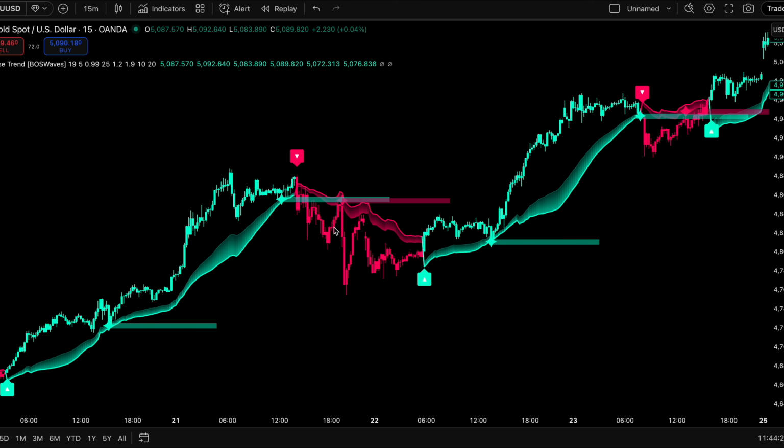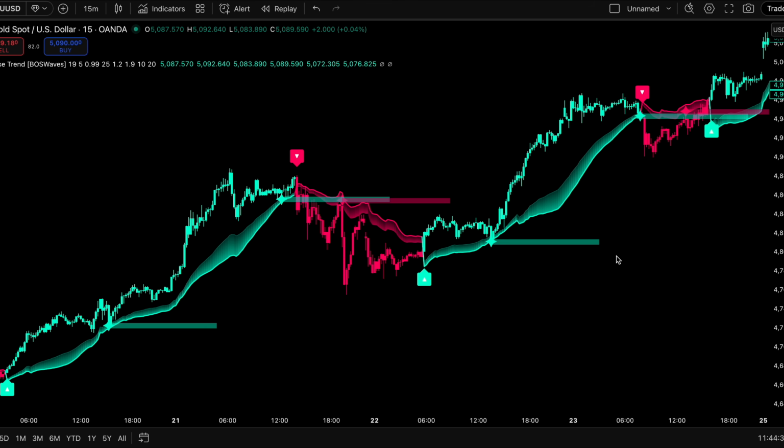In addition to that, we have our dynamic trend cloud. So the cloud shows you where price should be in respect during a trend. In bullish conditions, price will hold above it, as you can see in this area, and in bearish conditions, price will stay below it, as we can see here. This makes trend strength and invalidation obvious at a glance.